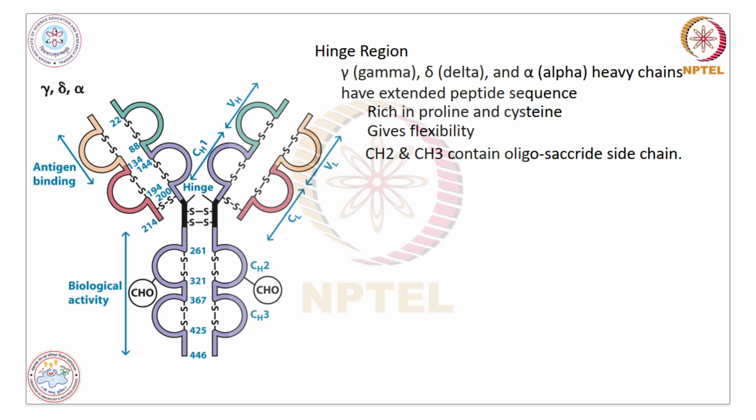There is a hinge region that I just talked about. This hinge region is the central part here. It is rich in proline and cysteine, as it gives flexibility to the antibody.